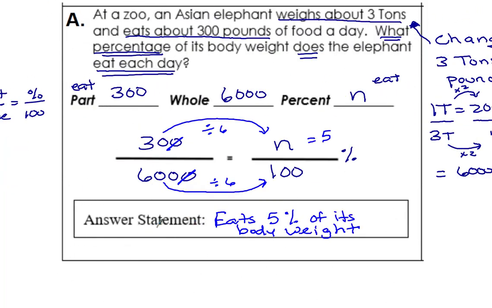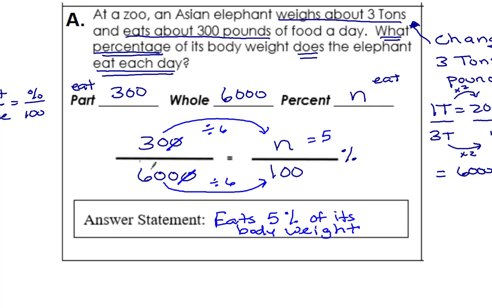Okay, did you get that the elephant will eat 5% of its body weight? If you did, awesome job. If not, take a look at the work that's being shown. We worked together and set up the percent proportion, so you just needed to find the scale factor and solve for N.